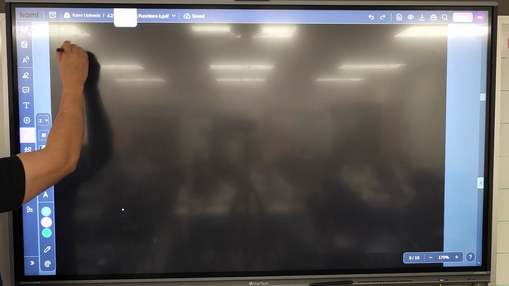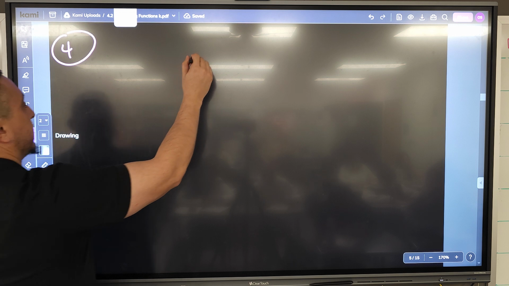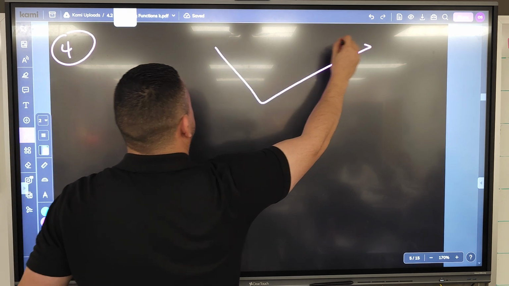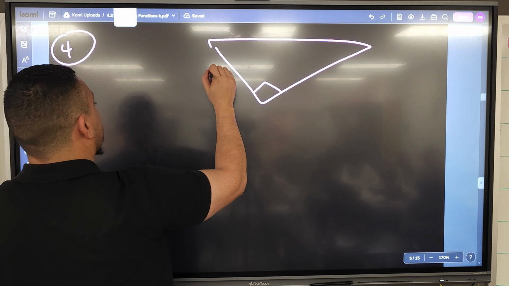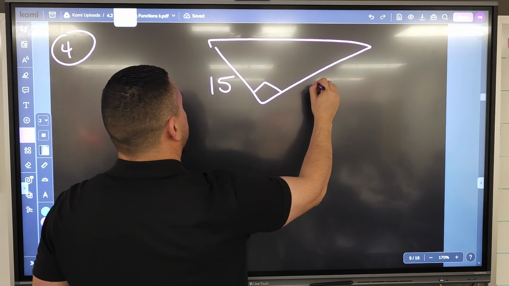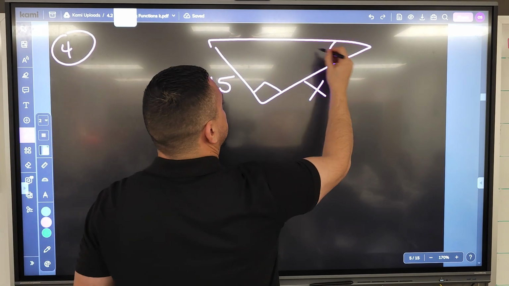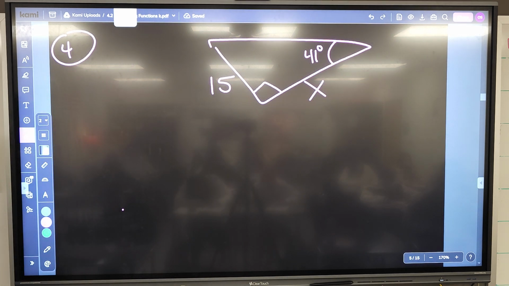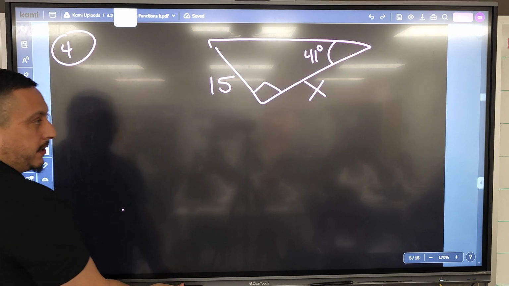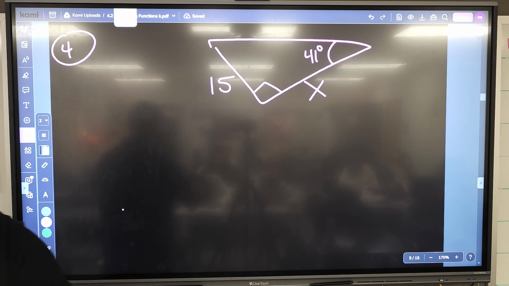4. Let's do this one. Like I said, we're going to build. We've got to get the basics down so we can do the harder stuff, okay? So here we go. I'll do it again, 2 minutes.